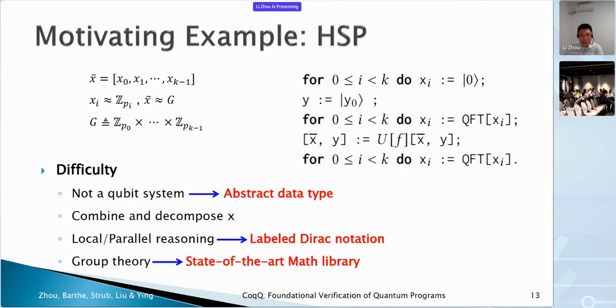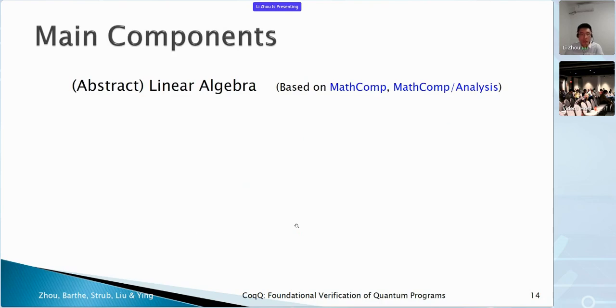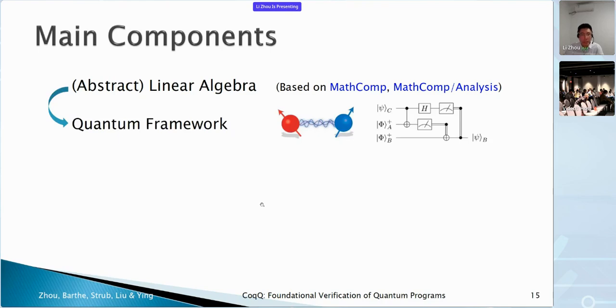To address these difficulties, CoqQ provides support for arbitrary data types rather than only qubits, and labeled Dirac notation for efficient equational reasoning of quantum expressions in a local manner, and is built upon a state-of-the-art math library. The main components of CoqQ include the formalization of concepts and theories of abstract linear algebra based on MathComp and MathComp Analysis, and the quantum framework that defines the frequently used mathematical objects and proves the lemmas in quantum computation and quantum information. This makes it sufficient to describe the semantics and prove the properties of quantum programs.